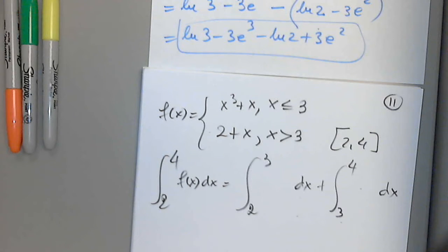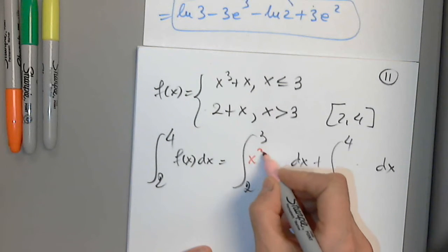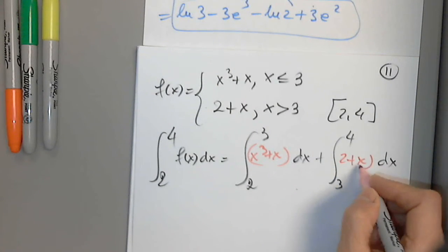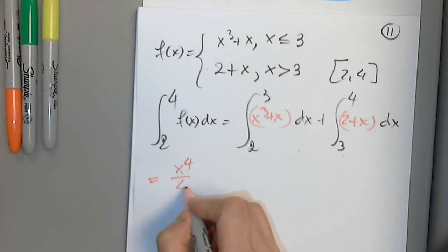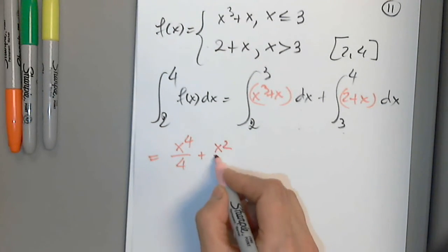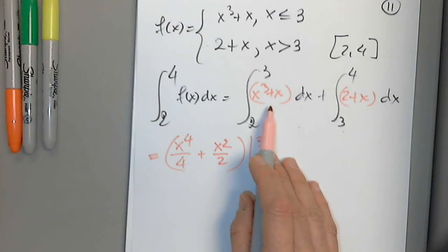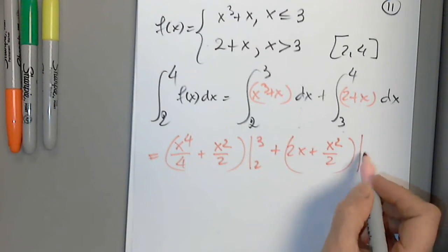So from 2 to 3, from which function? It would be the x cubed plus x. Very good indeed. And from 3 to 4? 2 plus x. Very good. There is no other way. Which function prime is x cubed? X to the 4 over 4 plus x squared over 2 from 2 to 3. Is that clear? Because when we differentiate this, we have to get that. Good. Now 2x plus x squared over 2 from 3 to 4.